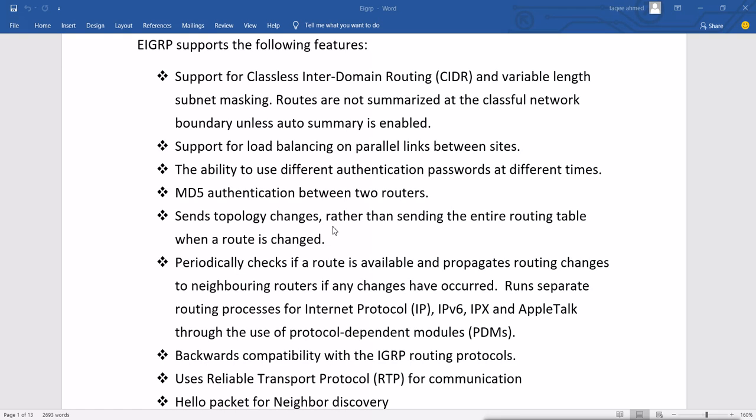Now after a particular time, what do they send? The update of the routing table. Other routing protocols like OSPF or RIP send the entire routing table. Entire routing table means whatever networks they have, whatever they have disconnected, they send every piece of information. But EIGRP does not send the entire routing table.